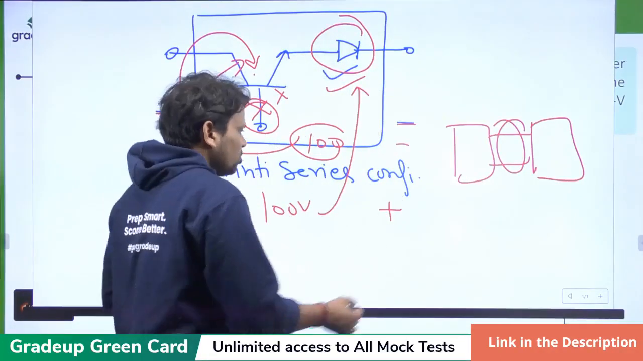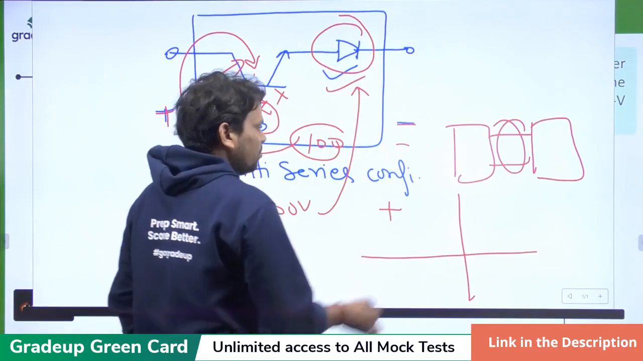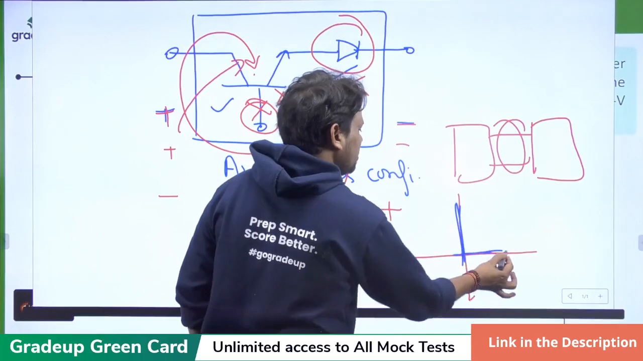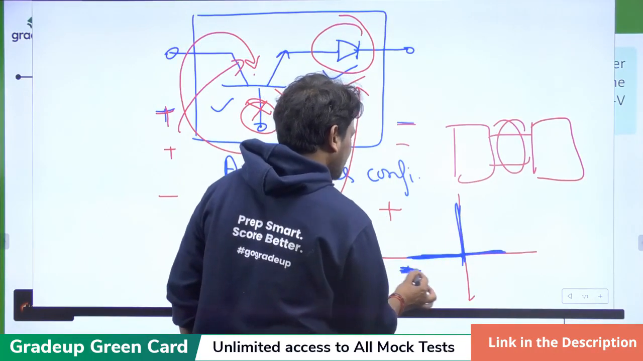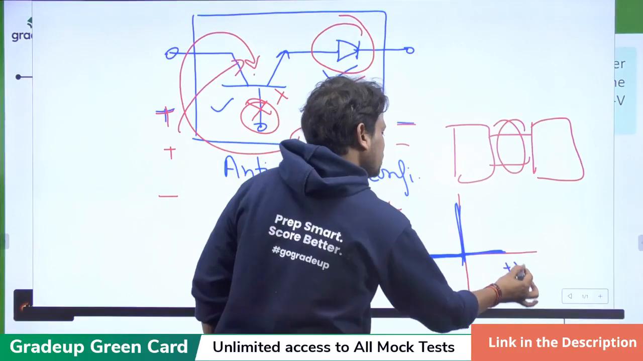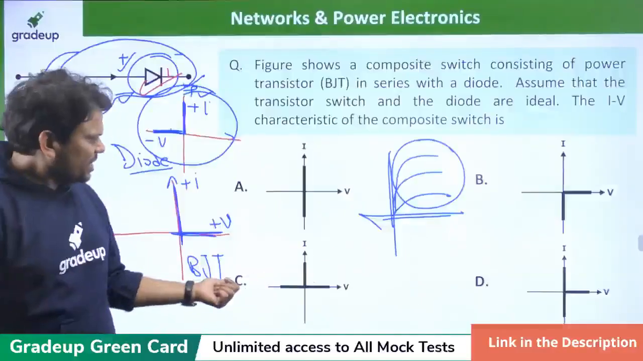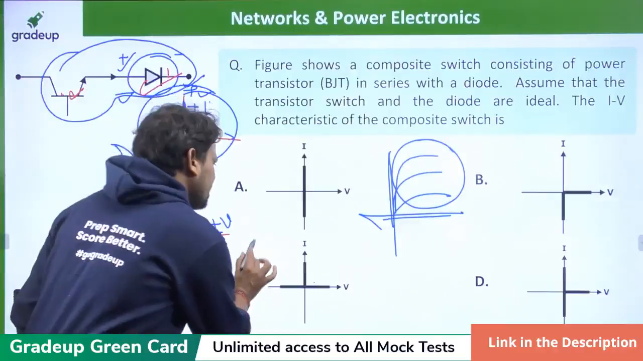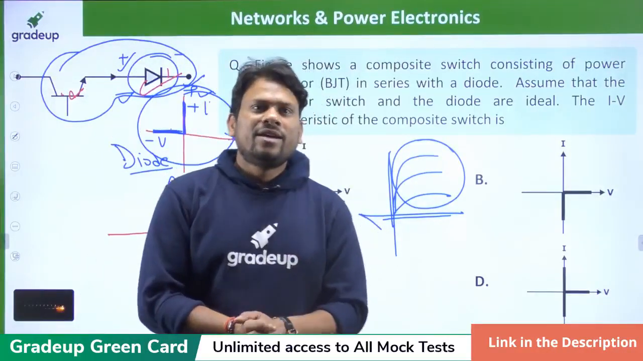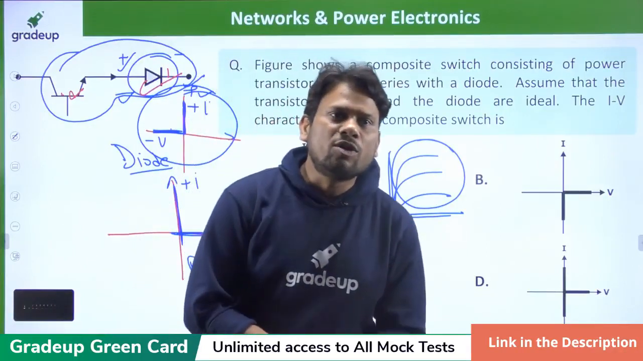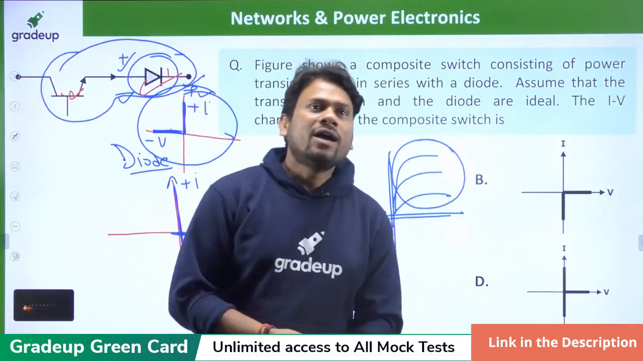So on that basis, we can draw the VI characteristic of this device, with plus I, plus V and minus V. That thing is clear to all, I think. So this is the VI characteristic. Now select the right option. The right option is nothing but option C. Is it clear to all? It means VK Mehta objective is good. Yeah, definitely VK Mehta is also good.